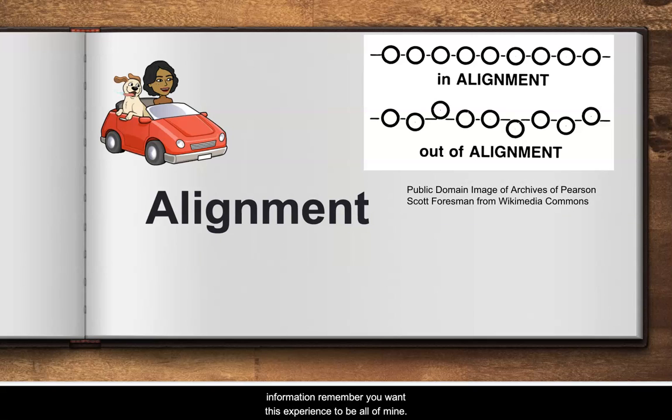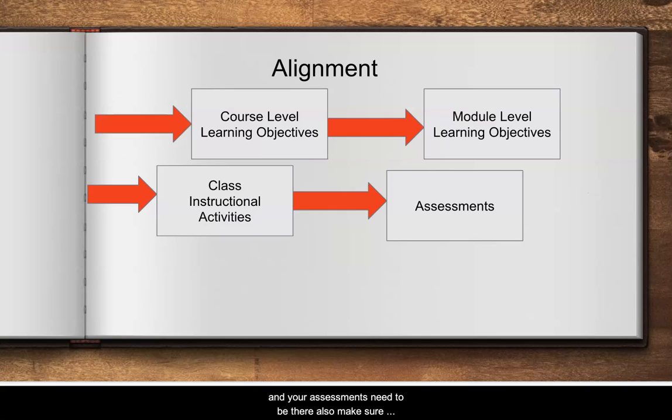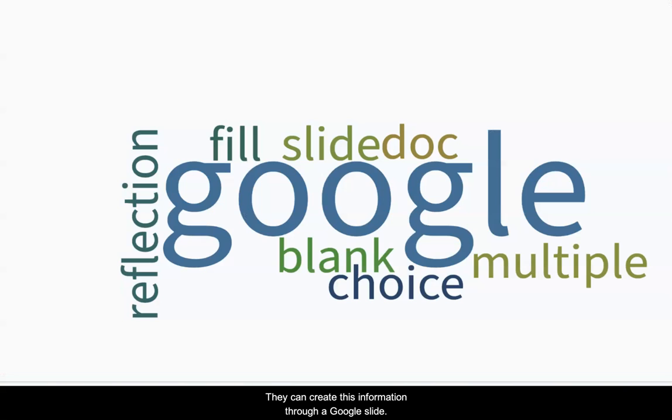Remember, you want this experience to be all aligned. Your objectives need to connect to your assignments, and your assessments need to be there also. Make sure everything is structured and get students involved in this creation. We need to sequence our objectives. Start at the basic, move on to higher level, but always think about creating, getting your students to create information. They can create this information through a Google slide, through a Google Doc. Fill in the blank, multiple choice, reflection.